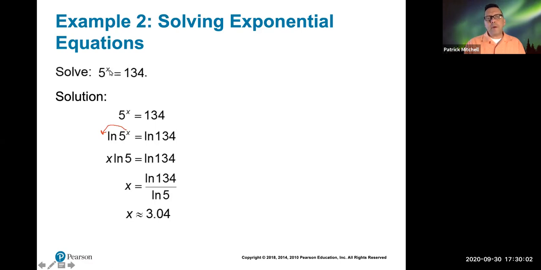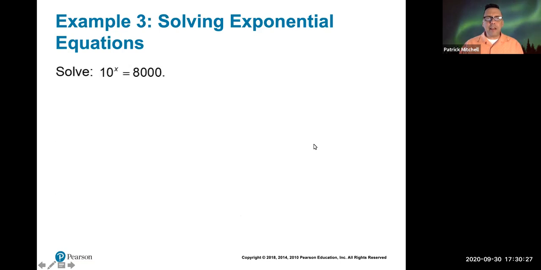Now notice, you remember in the last section we talked about the change of base formula. So the exponent that satisfies this equation would actually be log base 5 of 134. So what you get here is exactly what the change of base formula gives me for log base 5 of 134. Okay, just wanted to point that out. All right, next example.